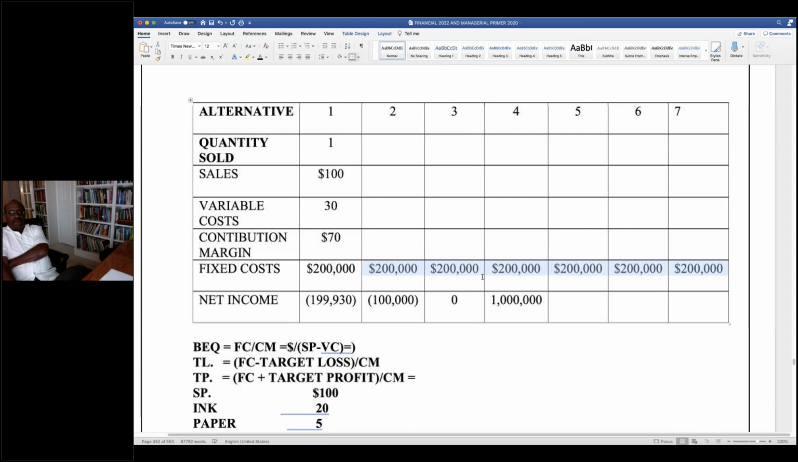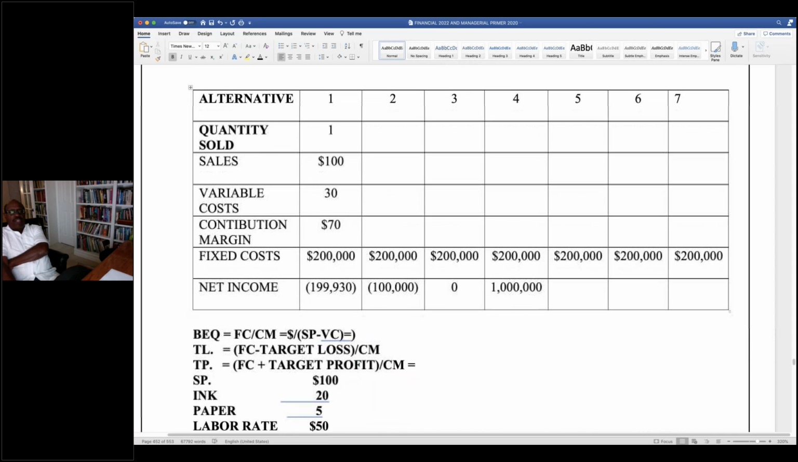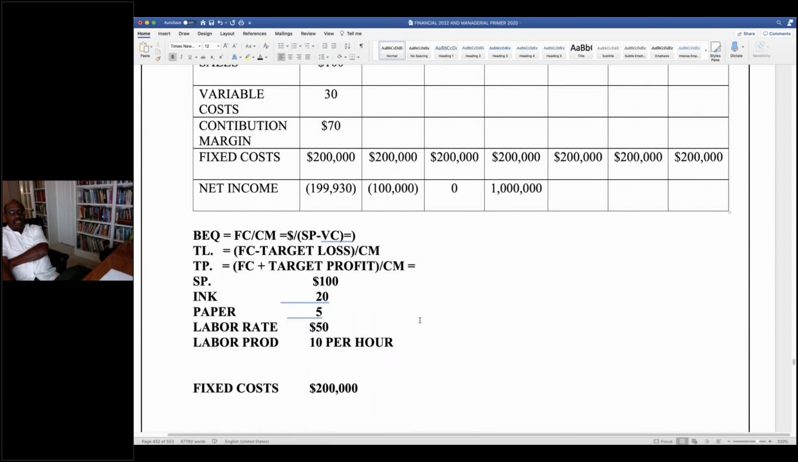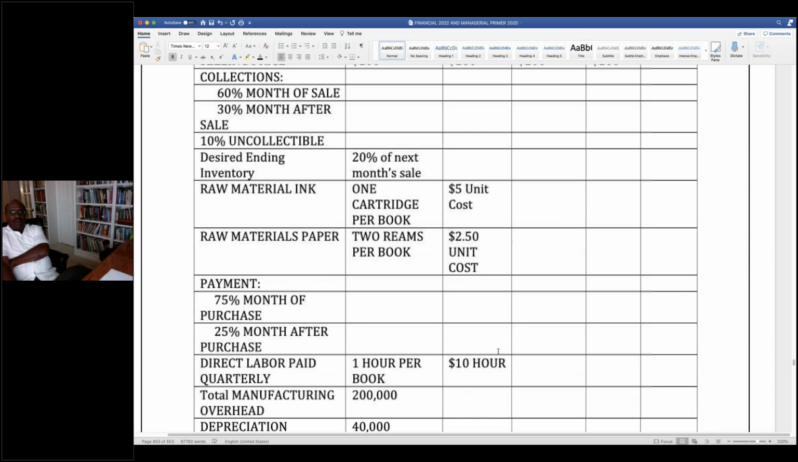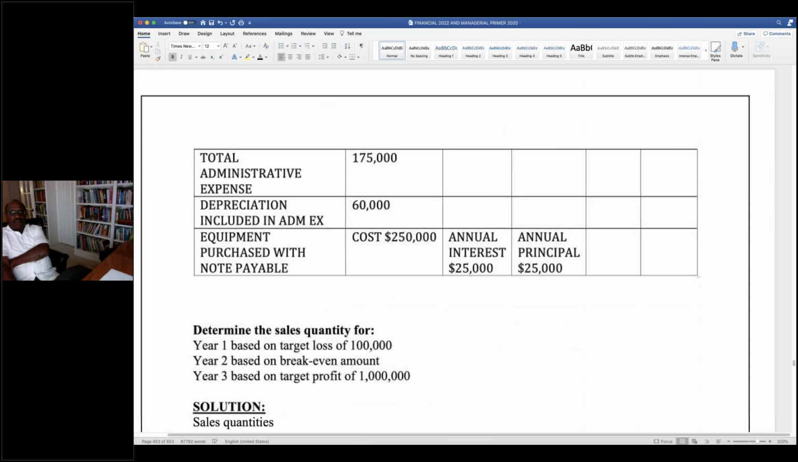Professor Boyd, what did you mean when you said that we will have more than one fixed cost? It's just like you added up your variable costs, you're going to be adding up your fixed costs. Okay.